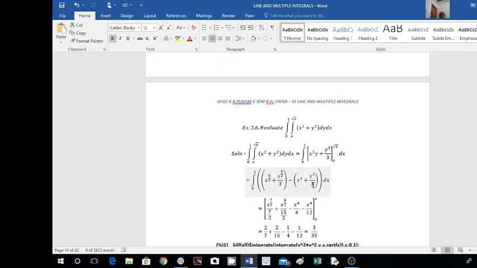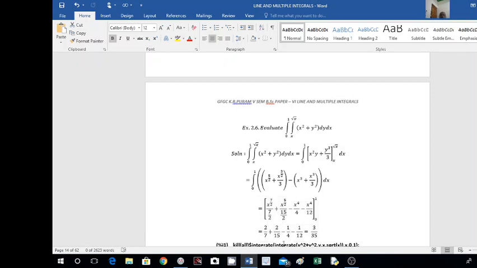Already one 3 was here. This becomes 3 into 4 equal to 12 here. And this is between 0 and 1. Put the upper limits here. Only upper limit, because for the lower limit every term becomes 0, because lower limit is equal to 0. Wherever x is there, put 1 here. Then this becomes 1 by 7 by 2, means it is 2 by 7, plus this is 1 by 15 by 2. This is nothing but 2 by 15.